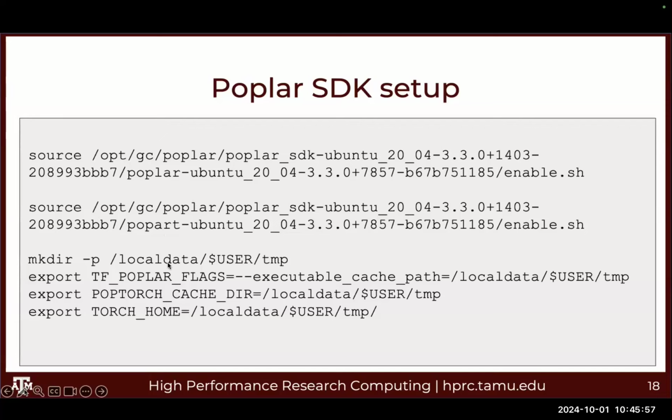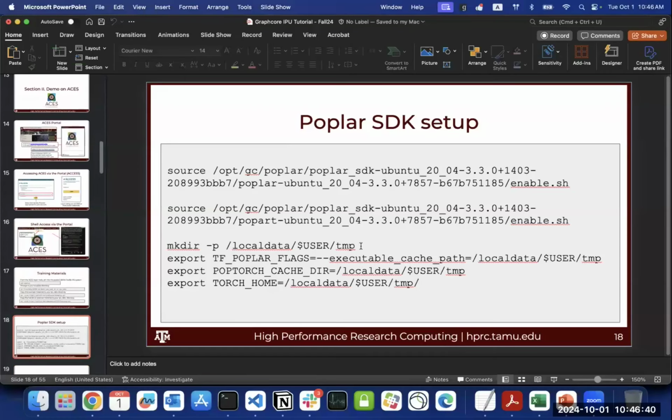And also we will create some environment variables for the PyTorch and the TensorFlow executables. These can help you save the compiled executables in the cache, so it will not compile again and again, which is very time consuming. We set the directory to be local data user temp there. So you can just copy and paste these commands into your terminal, and then we can go from there. If you have any errors, you can let us know.